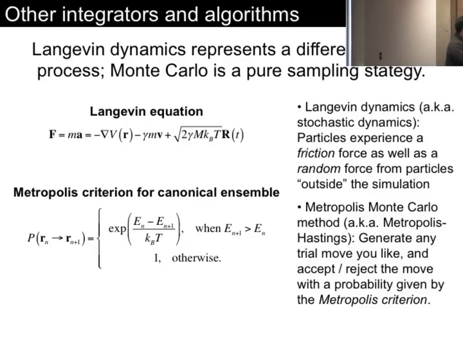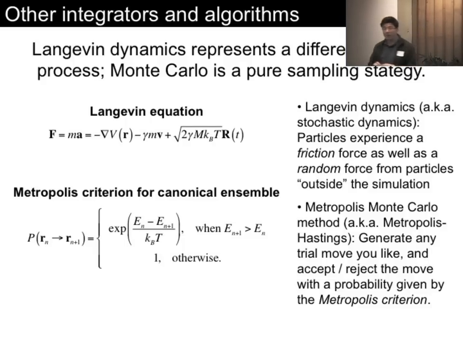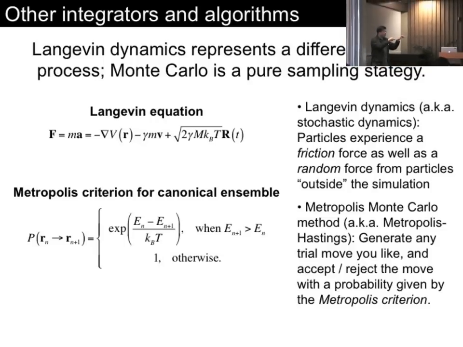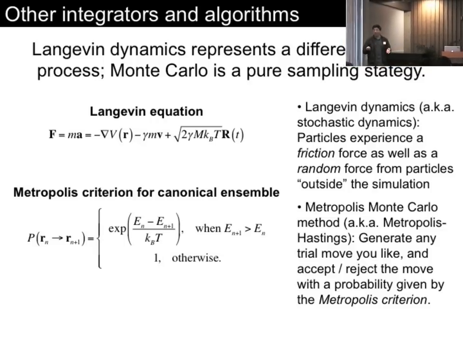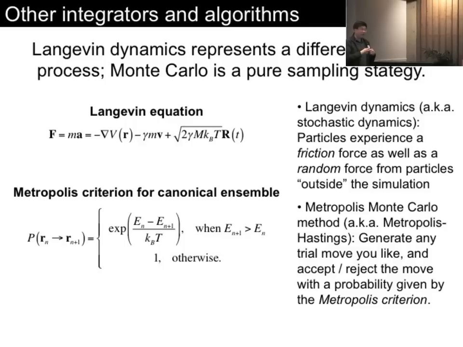You can also do a Monte Carlo simulation where there really is no concept of time at all. In that case, you just have a series of, say, pre-programmed or random moves, which you either choose to accept or reject using the Metropolis criterion. And that is a way to also produce a canonical ensemble without actually integrating any equations of motion. So using Monte Carlo sampling, you don't need any forces, you don't need an integrator, but you, of course, don't get any kinetic properties either.